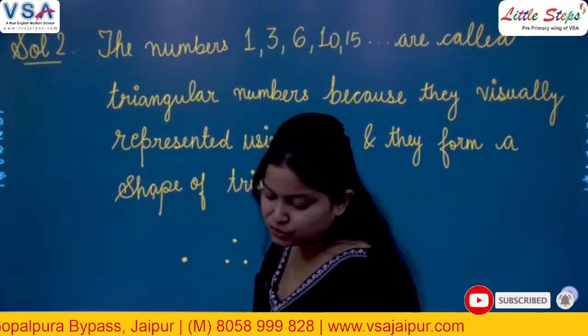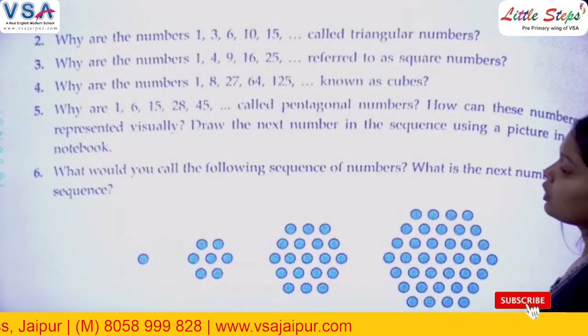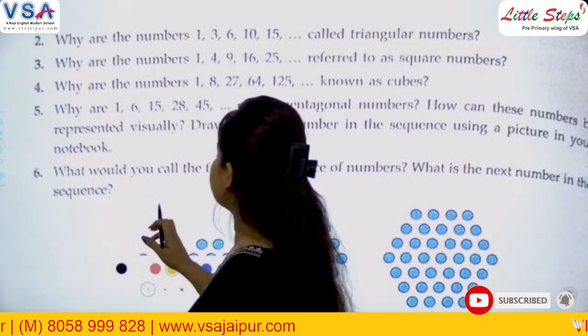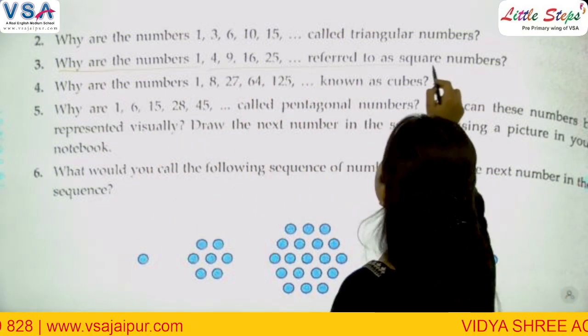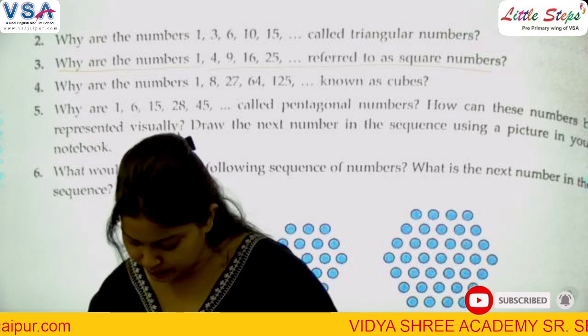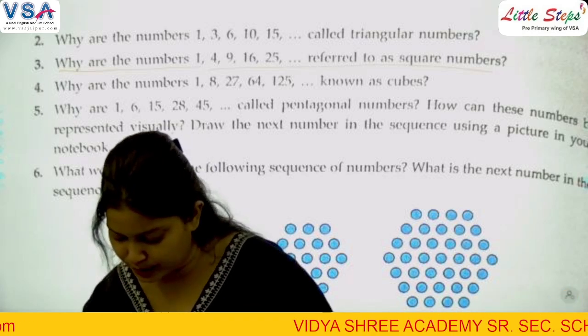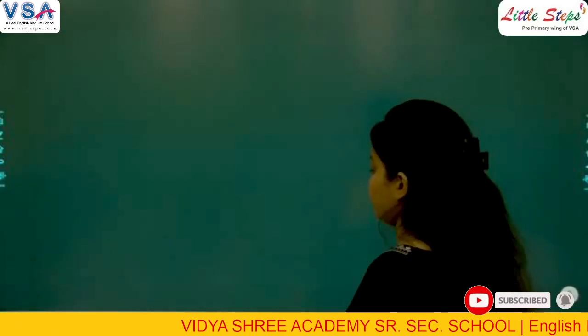Moving on to the next question. Question number 3. Why are the numbers 1, 4, 9, 16, 25 referred to as square numbers? Why do we call these numbers square numbers? Yes, so we have solution 3.